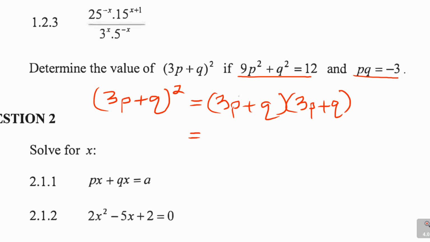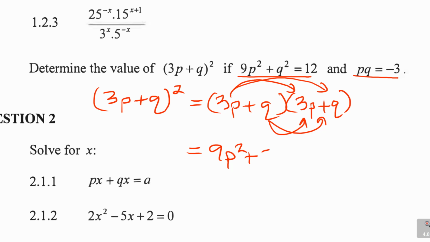Then you open the bracket. This multiplies and this multiplies. This multiplies and that multiplies. So 3p times 3p, 3 times 3 is not 6, please. 3 times 3 is what? Is 9. This is 9p squared. 3p times q, which is plus 3pq.